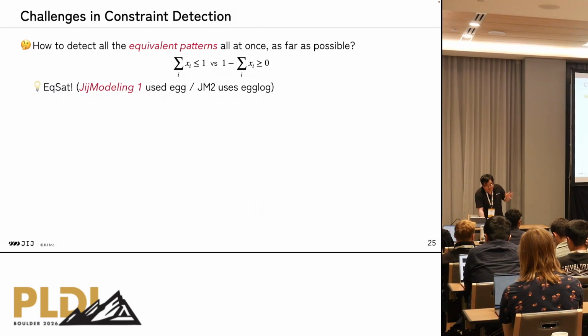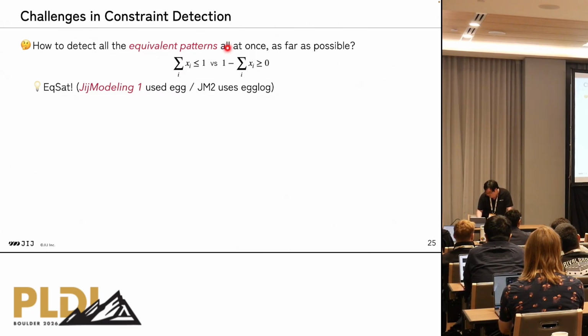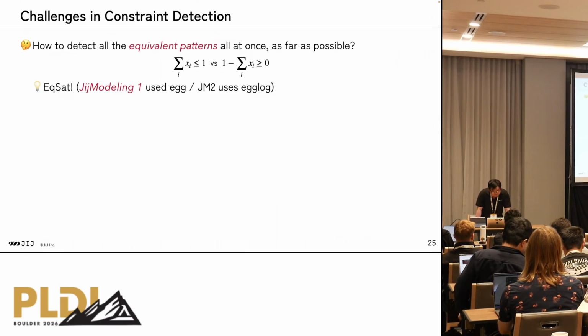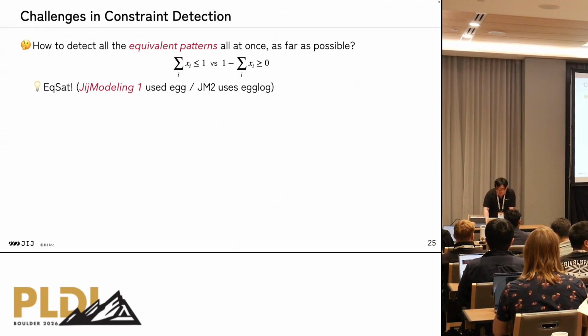The first, we want to detect equivalent patterns all at once. For example, we want to detect both of these. These are algebraically equivalent, of course. So by a single pattern, and of course, equality saturation is a natural tool for this, and JijModeling 1 uses egg, and the new version uses Egglog.